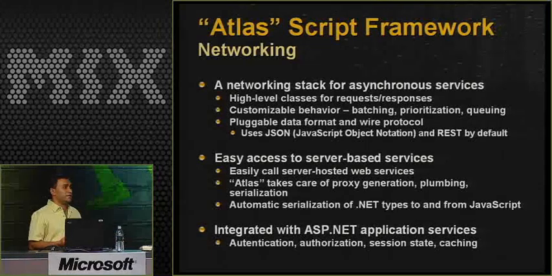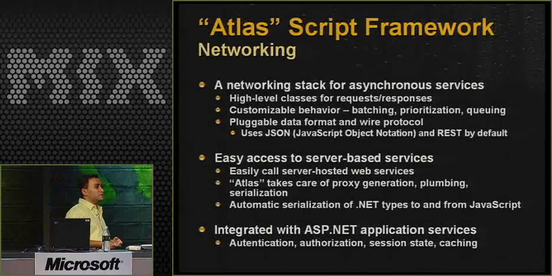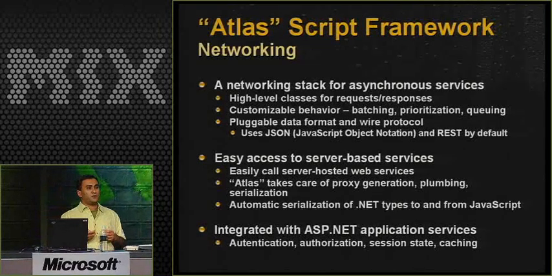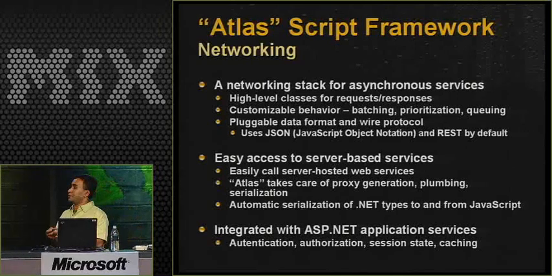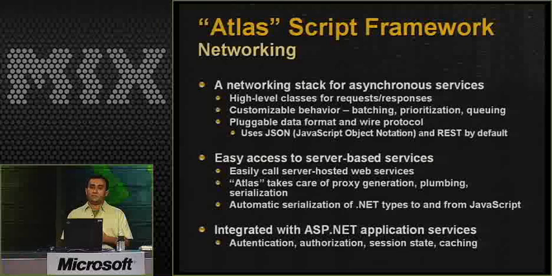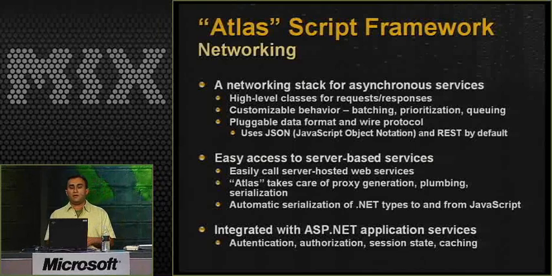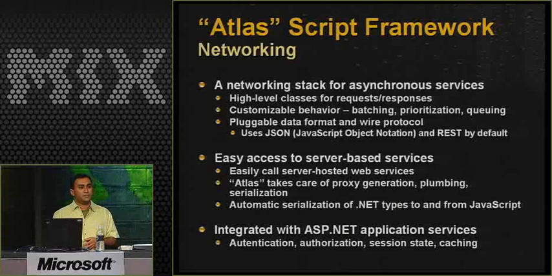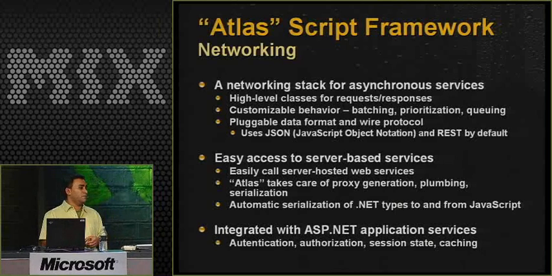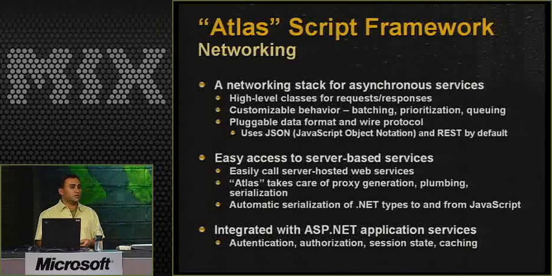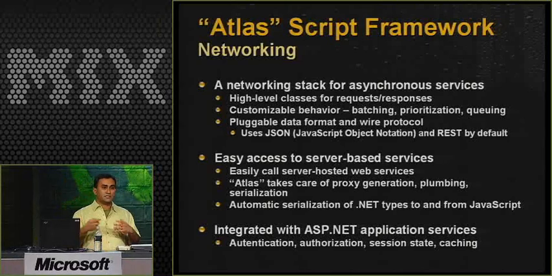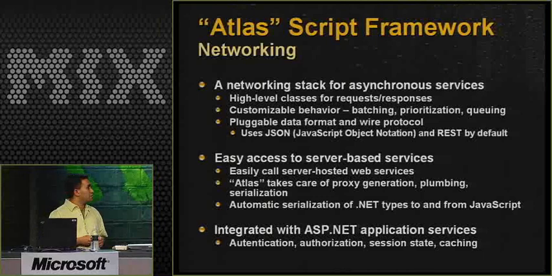The whole network layer is very pluggable in terms of the data formats and the wire protocols we use. By default, we're using the JSON data format, which is very easy to parse and bring back into JavaScript, and the REST networking model, which is a very lightweight model for doing RPC in these kinds of AJAX-style applications.